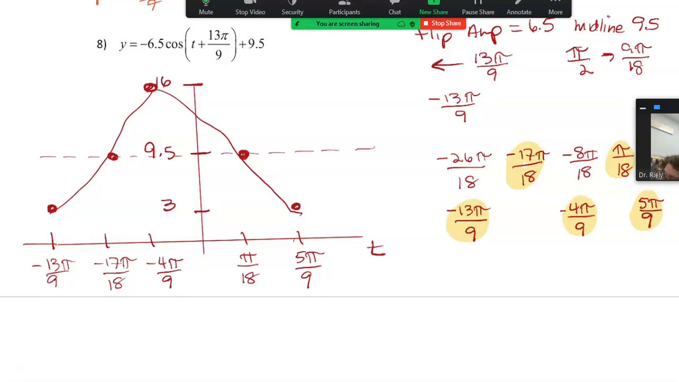Okay, so those are all 8 problems. If you can do this kind of work, then you will be set for the quiz. Thank you very much.